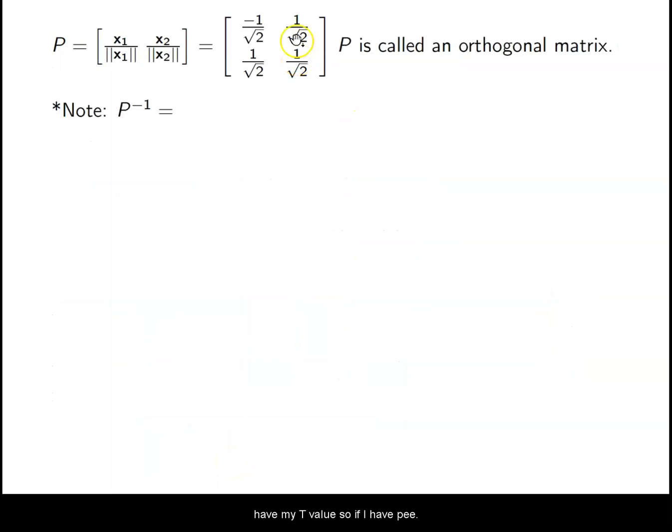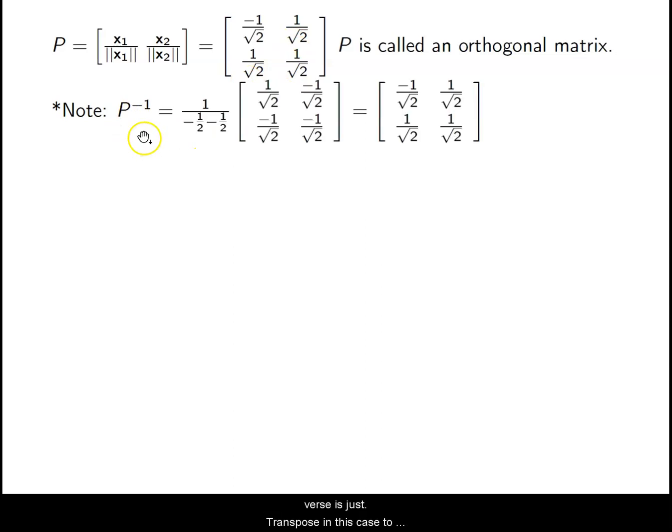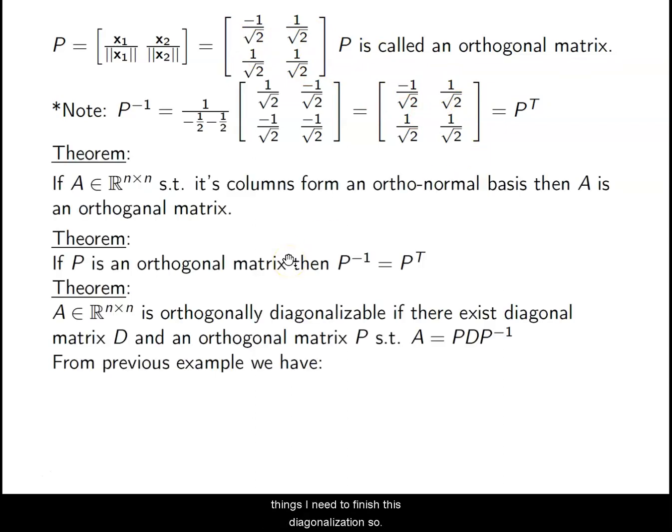So if I have P, then that means I know P inverse, because P inverse is just P transpose. And in this case, P transpose and P are actually the same. This is not always the case. It just happened to be that way because of the matrix that I chose. Okay, so I have all of the things I need to finish this diagonalization.